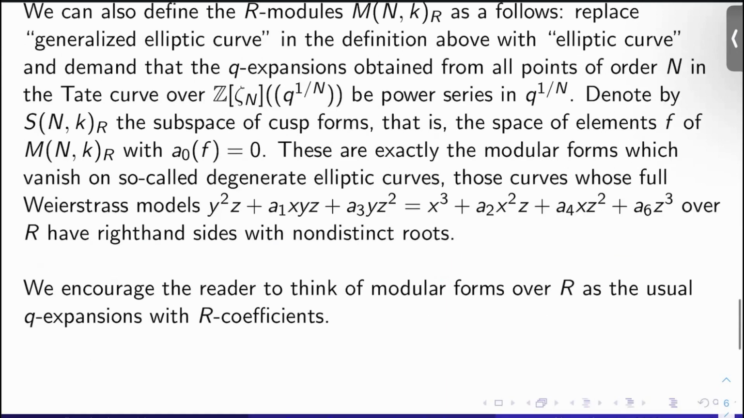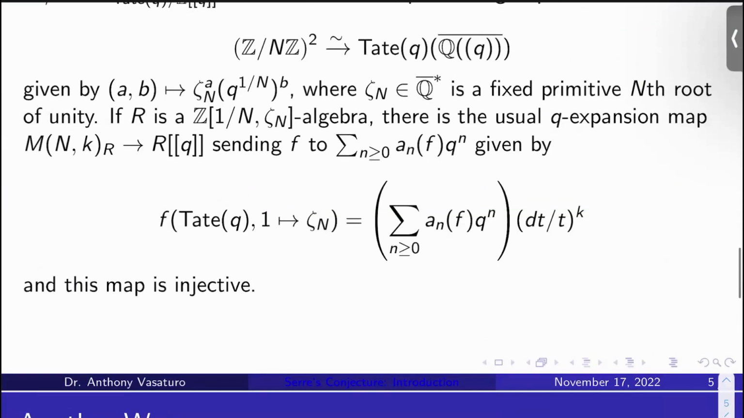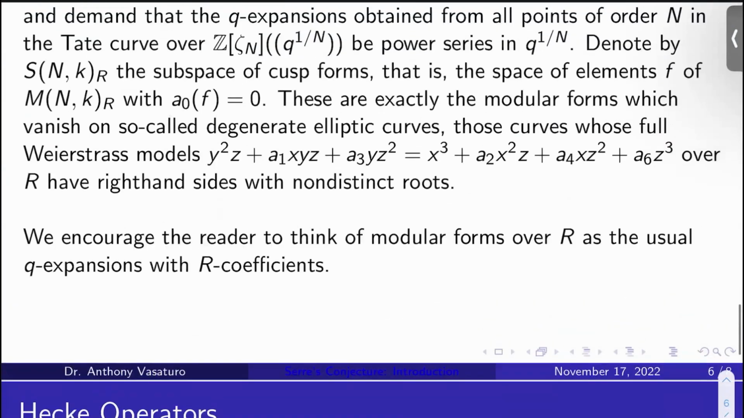Okay. The upshot of all this is you should just think of modular forms over R as the usual q-expansions with R coefficients, to be perfectly honest with you. But it's this theory above that lets you think of them that way. It's like the injectivity of this map that lets you do that, right?